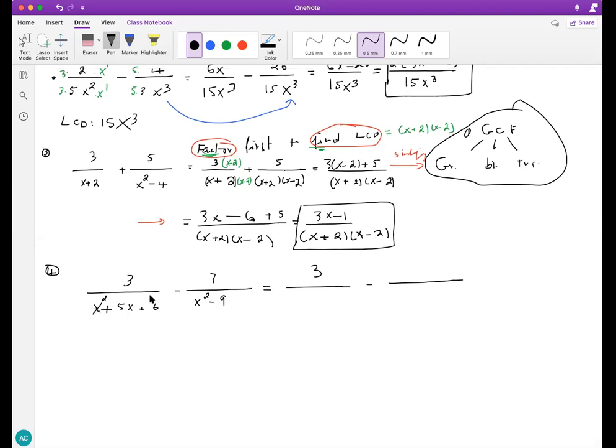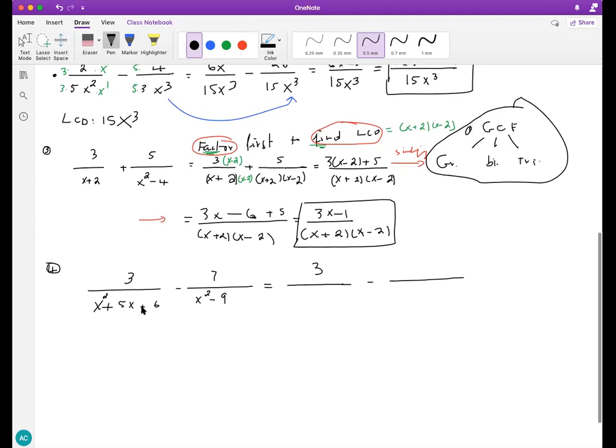How do you factor this denominator here? x squared plus 5x plus 6. Trinomial factoring. What is that equal to? Everybody? Don't you multiply them? It's not that. We want to factor this, but we're not multiplying it. Again, to find the LCD, factor first.